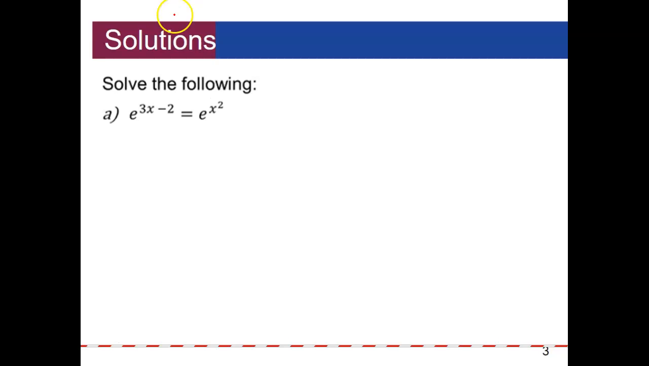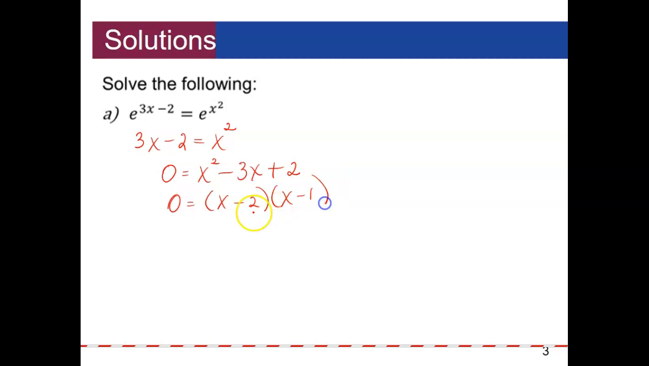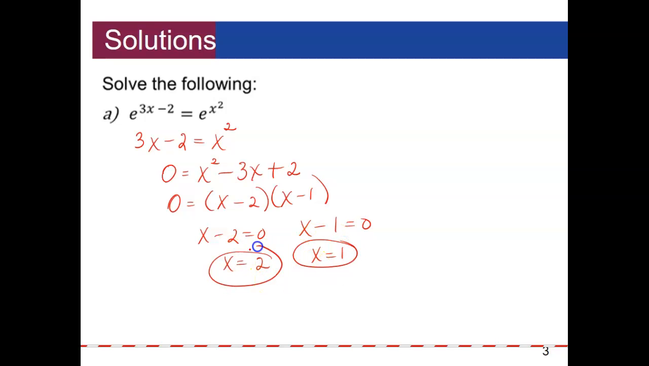Okay, on the first one here, we have like bases. So with the like bases, we can just set the exponents equal. Okay, we have a quadratic here. So what I'm going to do is pull everything over to one side. And I need to factor this because it's a quadratic. So it will factor x minus 2, x minus 1. So I'll set each factor equal to 0. So I'm going to get 2 and 1 as my answers.